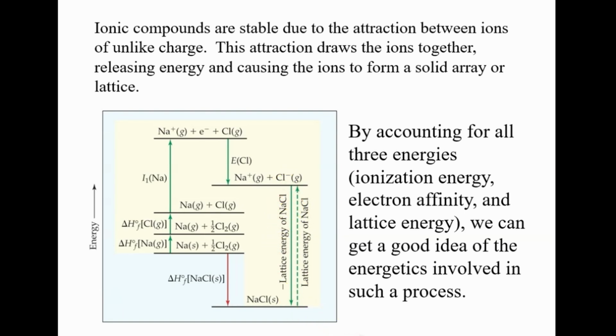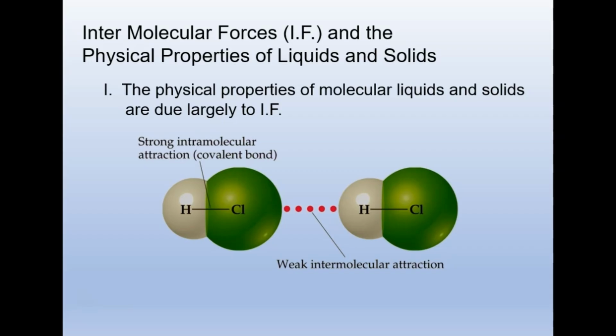Ionic compounds are stable due to the attraction between ions of unlike charge. This attraction draws the ions together, releasing energy and causing the ions to form a solid array or lattice. By accounting for all 3 energies, ionization energy, electron affinity, and lattice energy, we get a good idea of the energetics involved in such a process.